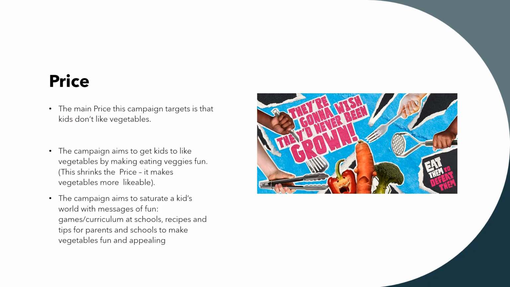So this campaign, the main price that this campaign targeted is that kids don't like vegetables. And the way the campaign aimed to shrink that price was to make vegetables more fun. And so it's all about adding fun to eating vegetables, and this shrinks the price. And so the campaign aimed to saturate a kid's world with messages of fun. So with games and curriculum, recipes and tips for parents and schools to make vegetables fun and appealing.